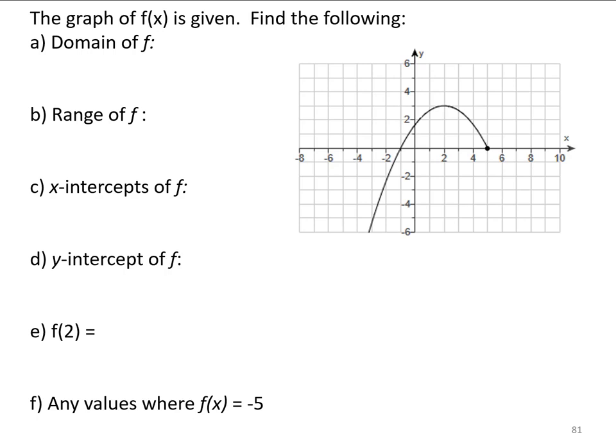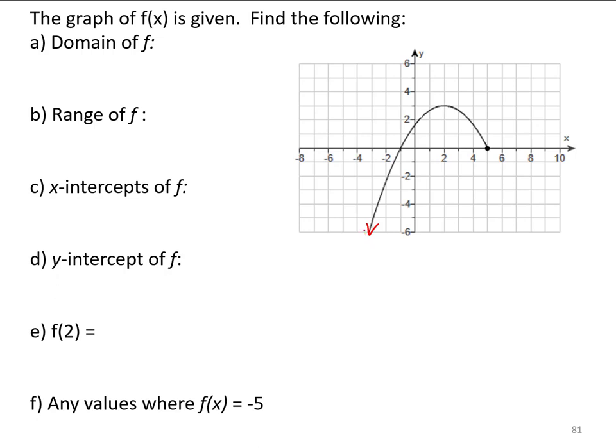In this example, we're going to apply many of the ideas we've previously discussed. The graph of f of x is given, and then we're told to find the following. Now, let me first describe what this graph looks like. This graph decreases, coming from the left and the bottom left actually of our graph. And I'm going to draw an arrow to indicate that it continues in that direction.